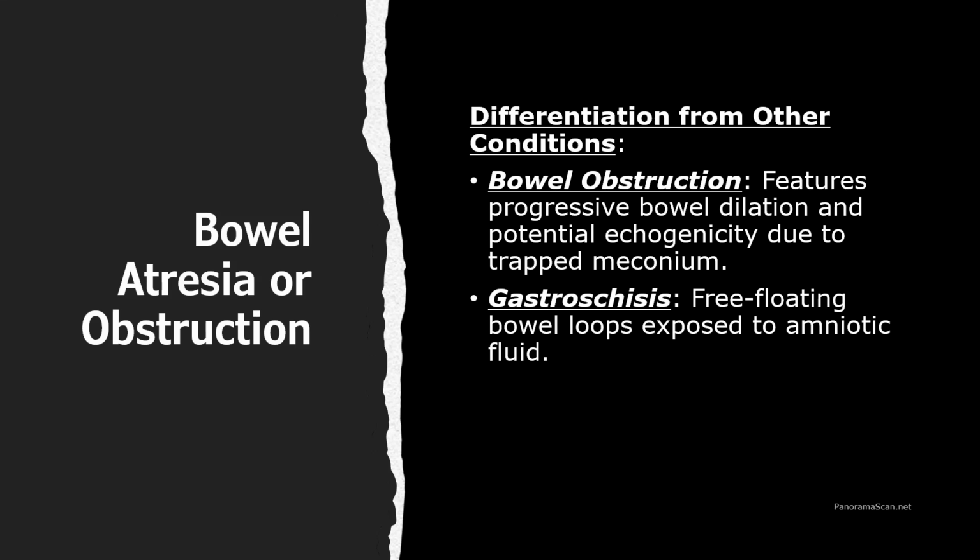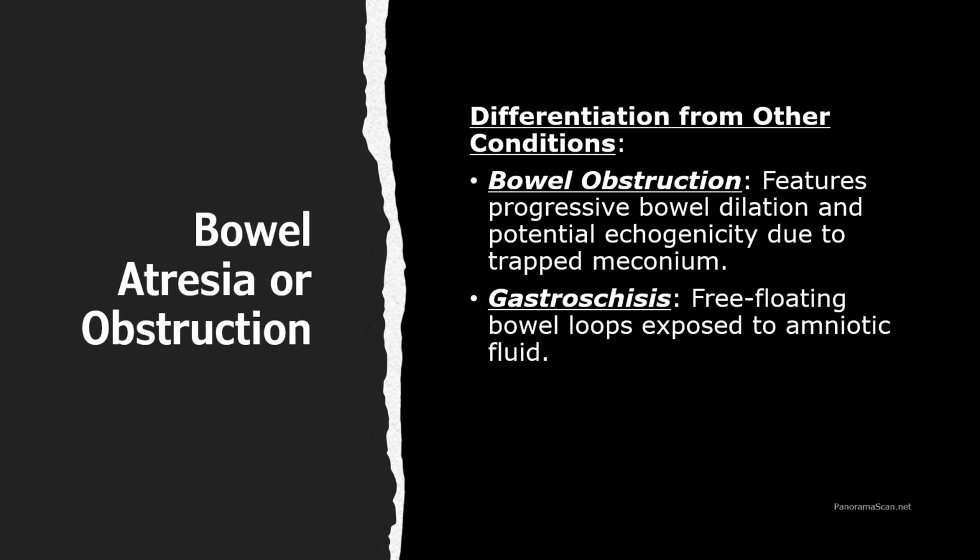Gastroschisis, on the other hand, is distinct because it involves free floating bowel loops outside the abdomen, directly exposed to the amniotic fluid without a covering membrane. Unlike bowel atresia, there is no intrinsic blockage. Rather, the bowel is vulnerable to inflammation and damage from prolonged exposure to amniotic fluid.